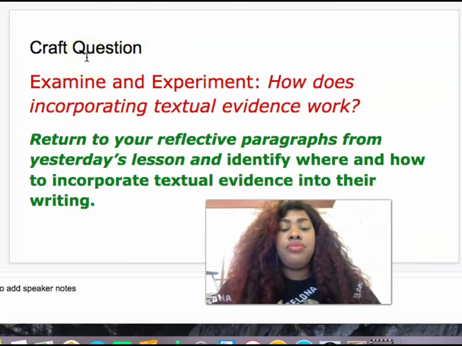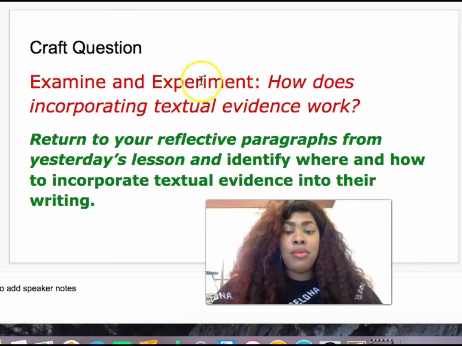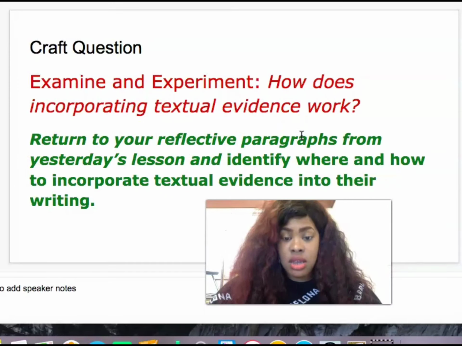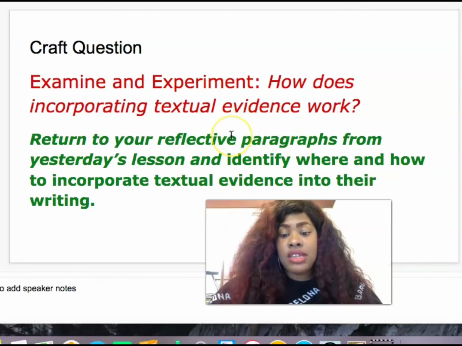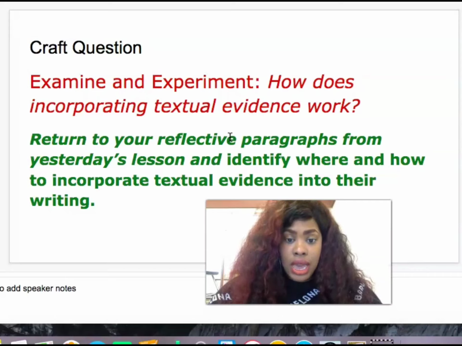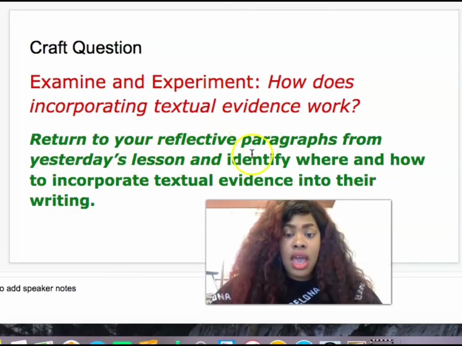So let's look at our craft question. We are in our examine and our experiment stage, and I want us to ask ourselves, how does incorporating textual evidence work? So I want you guys to go back to the reflective paragraphs that we wrote in yesterday's lesson. If you did the assignment, that reflective essay should be inside of your drive. Okay, and so from that reflective essay, I want you to identify areas where and how you could incorporate textual evidence into your writing.